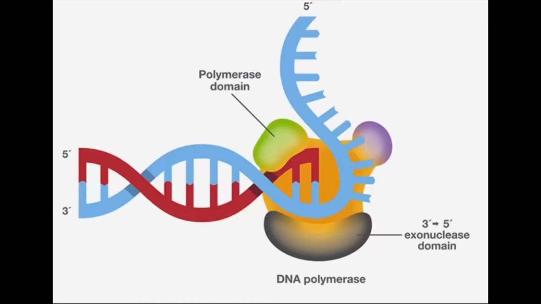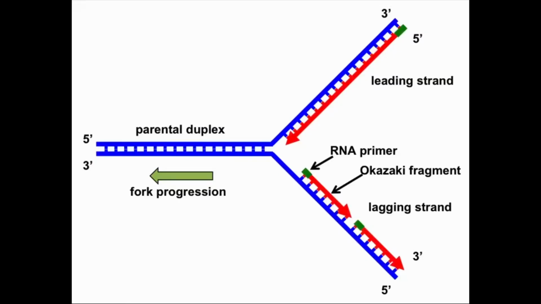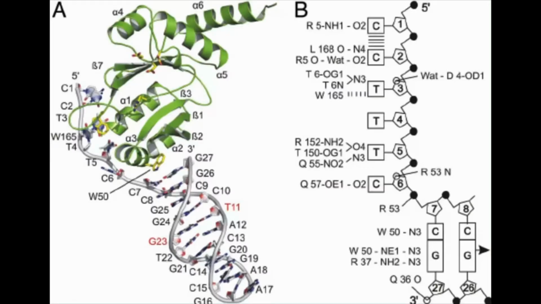The second step in DNA replication is the primer binding. Once the DNA strands separate, a short piece of RNA called a primer binds to the 3' end of the leading strand. The primer binds as the starting point for DNA synthesis. Primers are generated by the enzyme DNA primase.